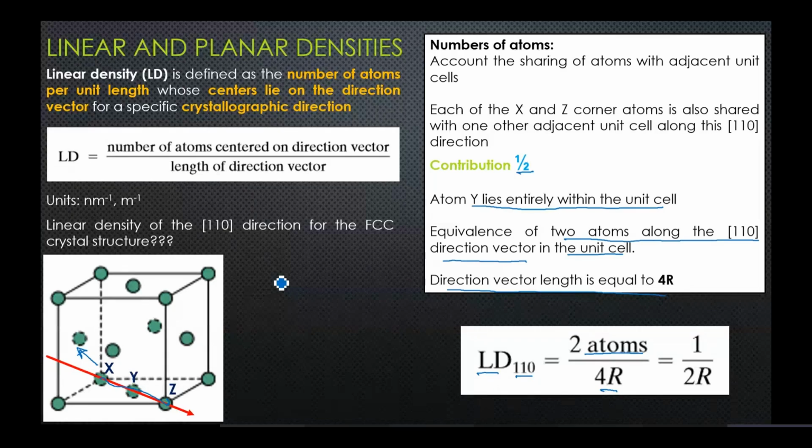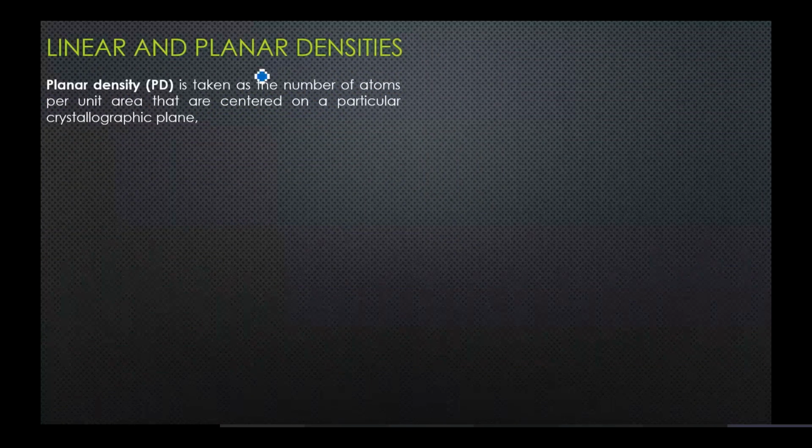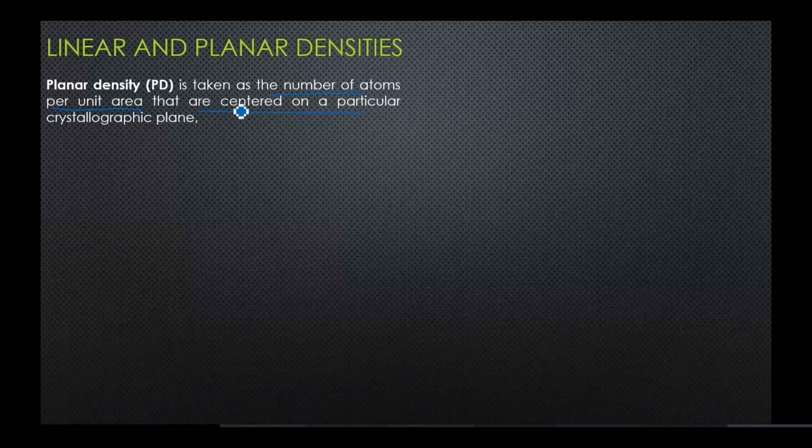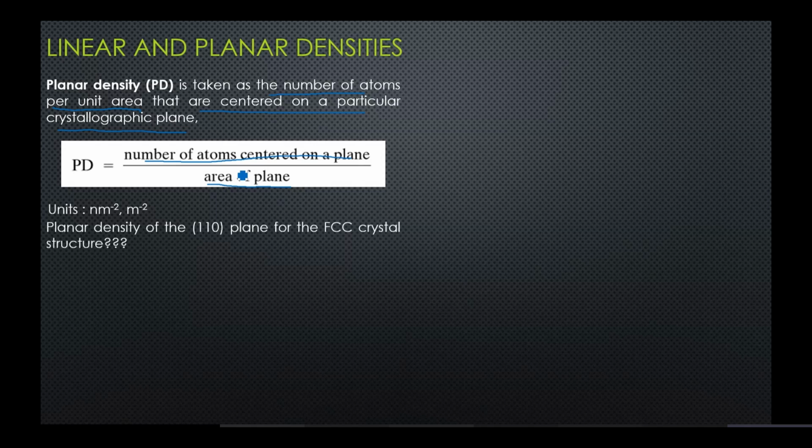All right. Now moving on towards the planar density. Planar density is taken as the number of atoms per unit area that are centered on a particular crystallographic plane. And this formula is the number of atoms centered on a plane divided by the area of the plane. Units are atoms per meter square or atoms per nanometer square. Planar density of 110 plane for the FCC crystal structure.